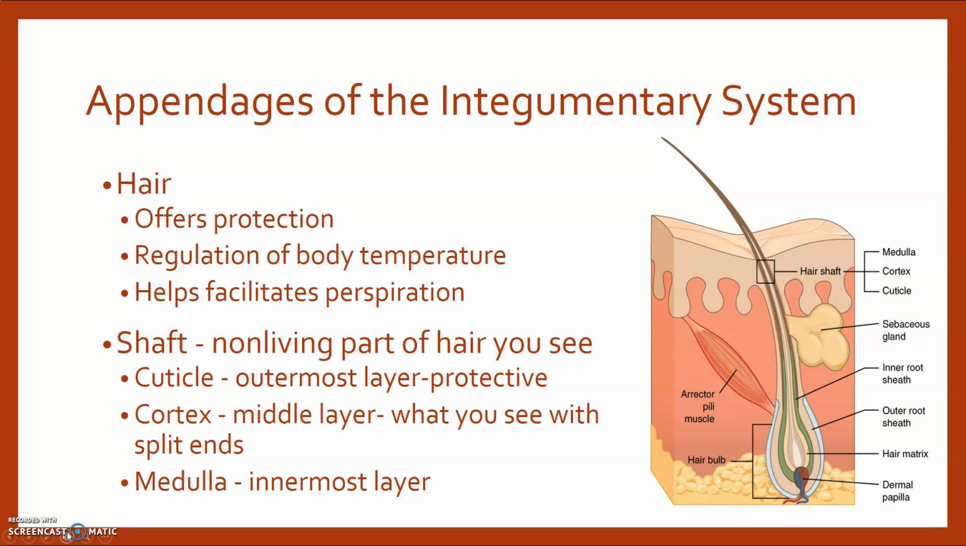Now, hair consists of different parts. The first part of hair that we are going to look at is called the shaft. The shaft is the non-living part of hair that you see. Looking here at this illustration, you can see how the hair shaft extends through the epidermis. The shaft itself has three layers. The cuticle, which is the outermost layer, this is protective of the shaft. The cortex, which is the middle layer, and this is what you see if you have split ends. And then the medulla, which is the innermost layer.